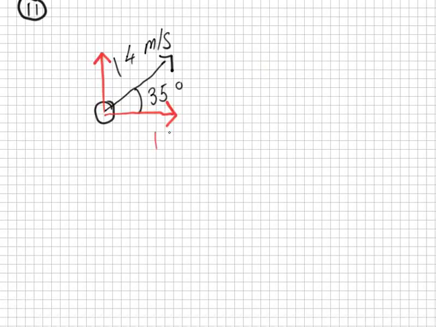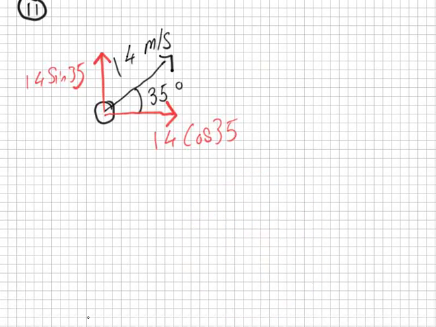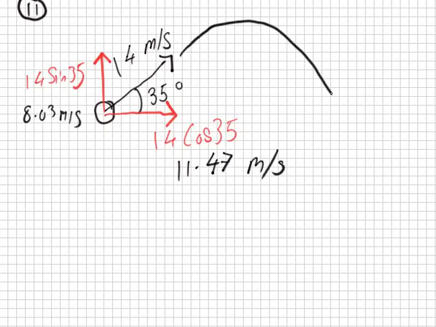So this one here would be 14 cos 35, and this one here would be 14 sine 35, when you break it into the two, like with the tension question we did earlier. So let me put that in as decimals. 11.47. The other one's 8.03. Okay. So the ball will go up and then crash down.